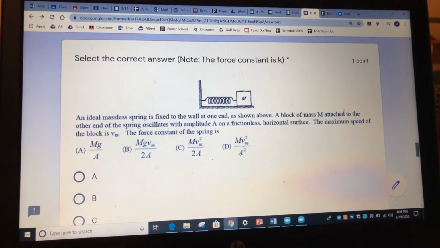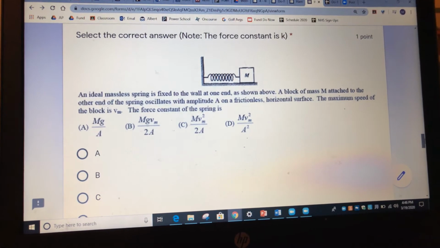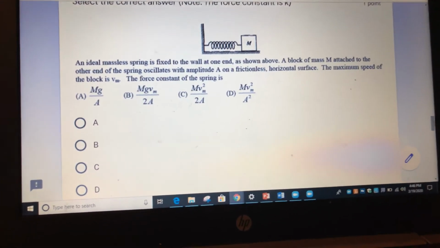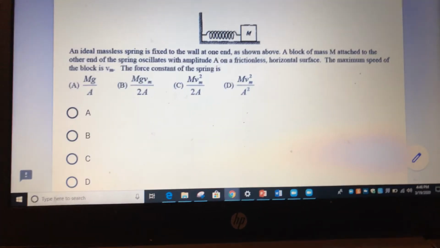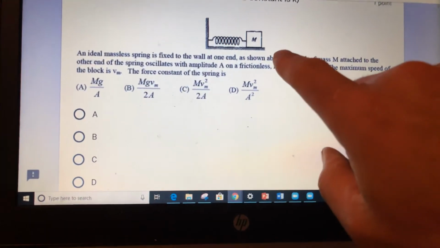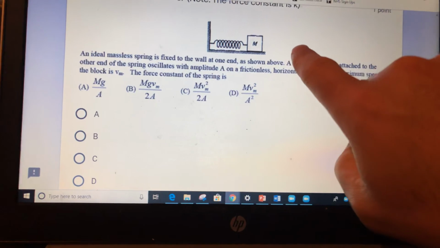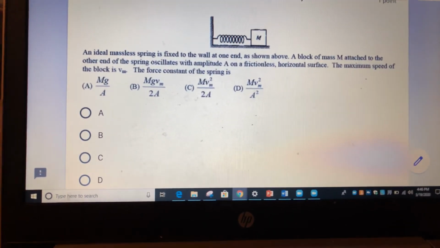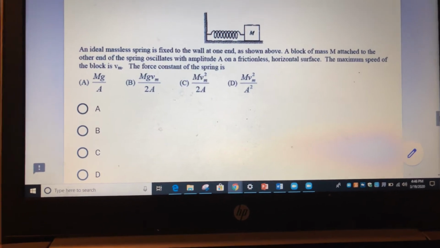Select the correct answer for this one. All right, this one is finding the spring constant k. So you would just write an equation for this, saying that when it is maximally stretched out, at a maximum stretch point, let's say I pull it back, then the energy there is 1/2 kx squared.